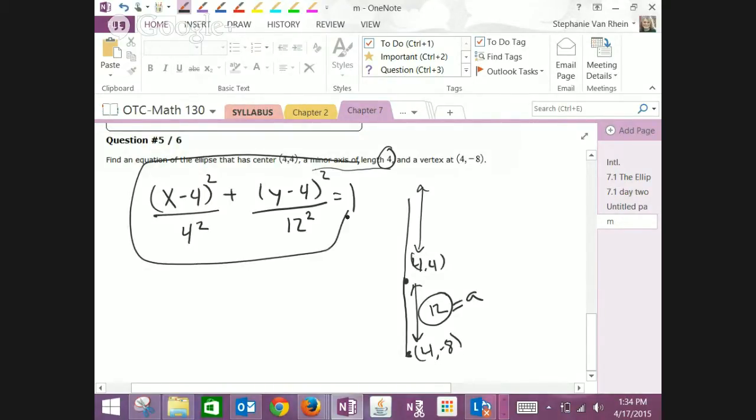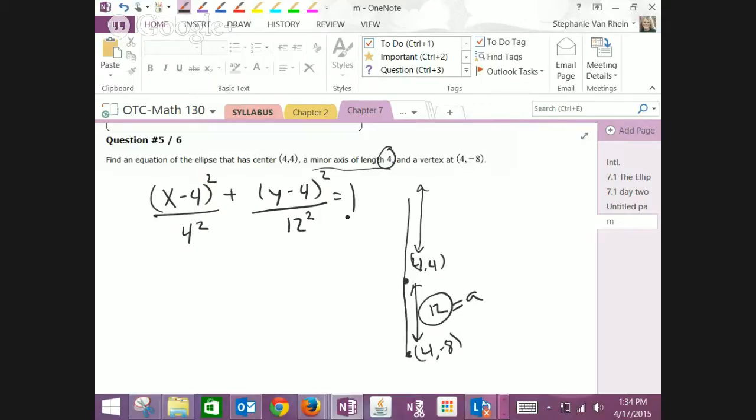So you see how I break that down into what I know, the center, which is being shifted, H, K. Given the other vertex was at 4, minus 8, this is a distance of 12. That tells you what A is, and A is always under the one that has the major axis. So I know that this is going to be the y-axis, or under the y term. So this would be 64, this would be 144.